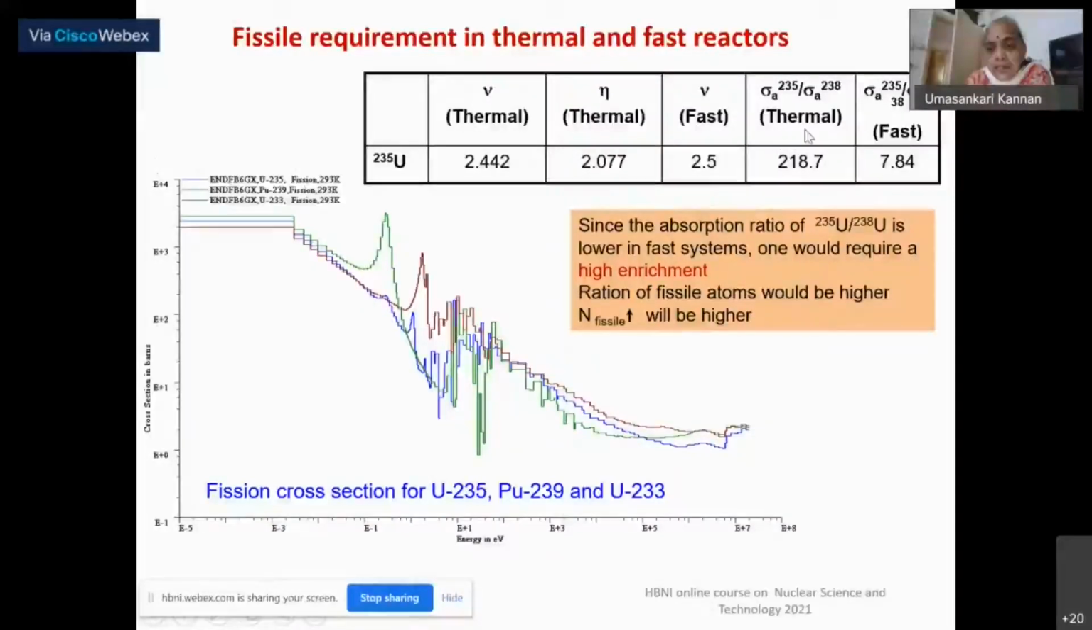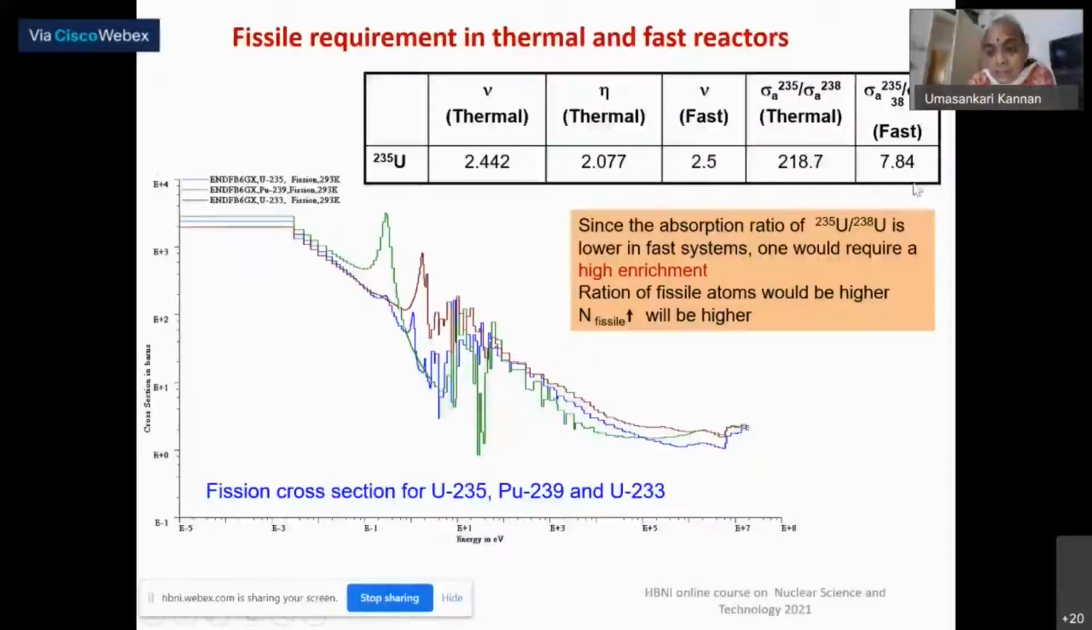For example, if you look at the tables which I have given you earlier, you see that 680 barns is the absorption cross-section of uranium-235, and the absorption cross-section of uranium-238 is 2.7 barns. If I divide by this, I get a ratio of 218, which means the production is much more dominating compared to capture. Whereas for the same uranium-235 in the fast spectrum, the ratio is only 7.84.